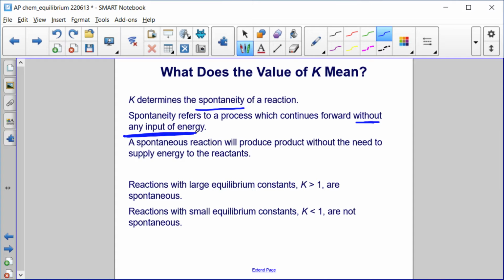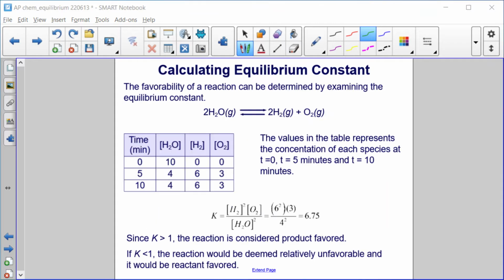Reactions with large equilibrium constants, K greater than 1, are spontaneous. And why is that? Of course, remember K greater than 1 is product dominant at equilibrium. So if the products dominate at equilibrium, that's a process that can happen spontaneously. Reactions with small equilibrium constants, those that are less than 1 or reactant dominant, are not spontaneous.